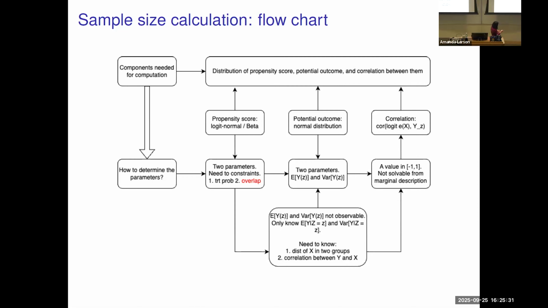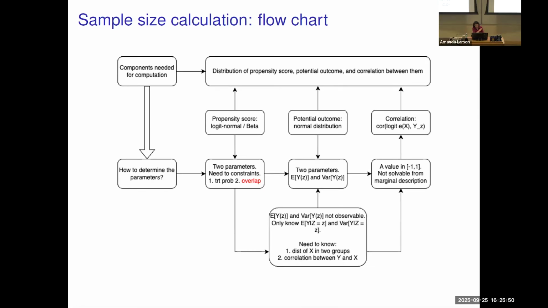Essentially, we need to know the distribution of X in two groups, which we again summarize using our propensity score. The other key is actually the correlation between Y and X, which we quantify by beta by rho, and this is the same thing. This appears here again. So this is kind of the flow chart of how we solve the problem.